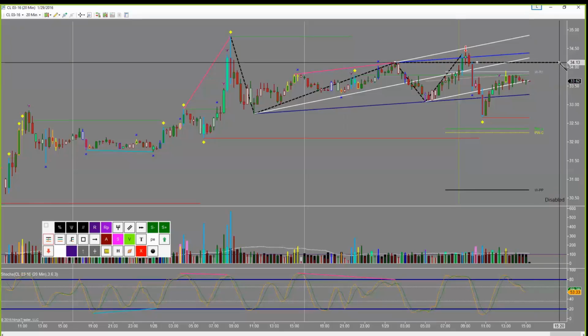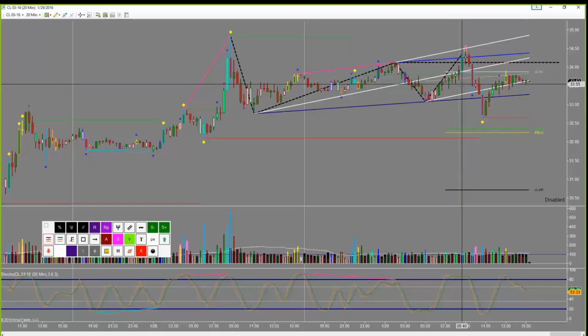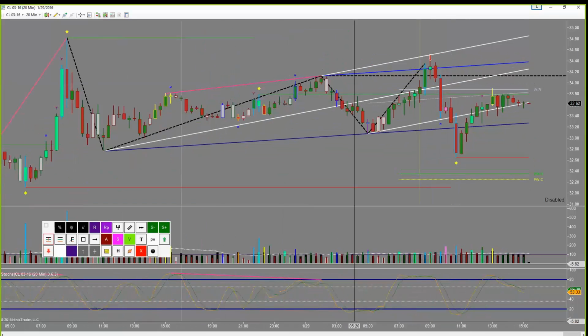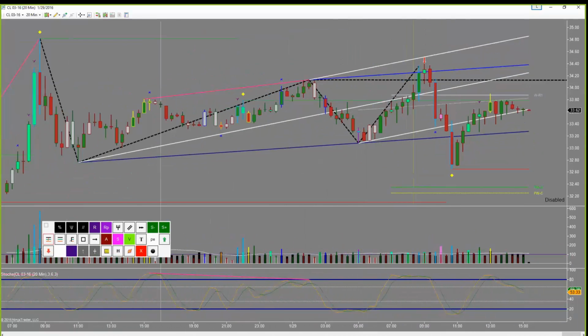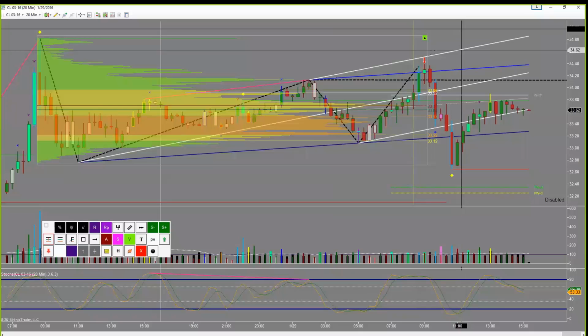So that's what we were talking about, as this is opening up. And what's beautiful is we get the buying climax on the very next bar. Okay, so we get the buying climax. Let's look at the volume profile. I don't even remember if we had an area there or not.